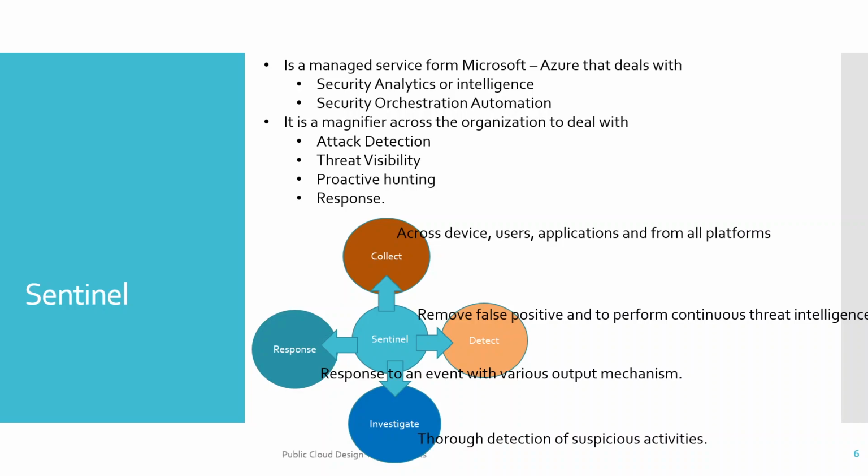What is a false positive? For example, even within the organization, let's say a specific IP is giving requests, or the requests are coming more often from that particular IP. That's a false positive, and we should be aware of the cause of this. So that is kind of detect. It removes false positives and performs continuous threat intelligence on that.